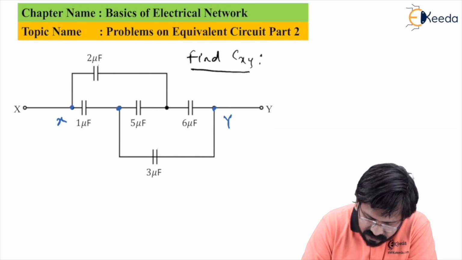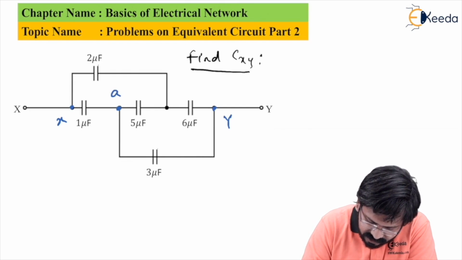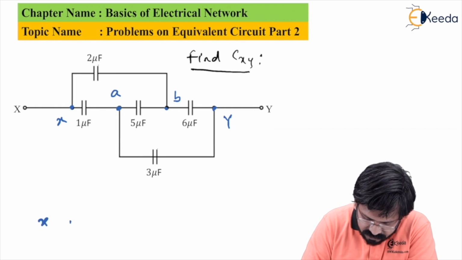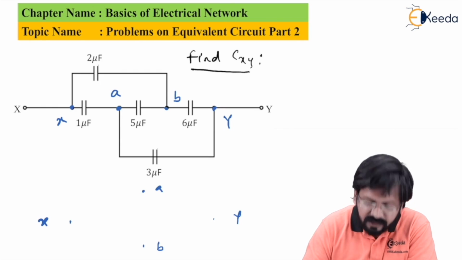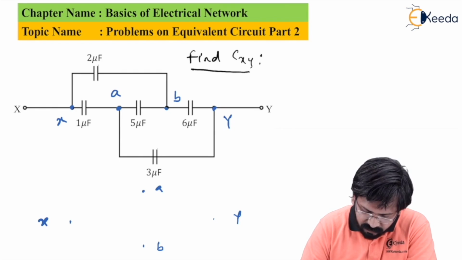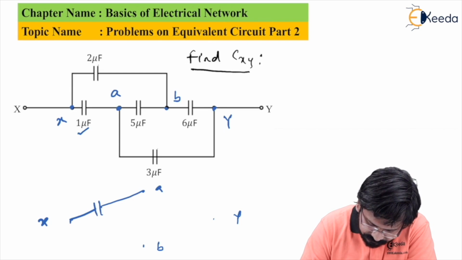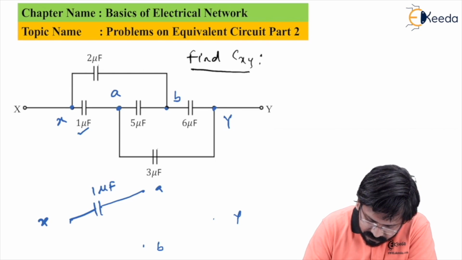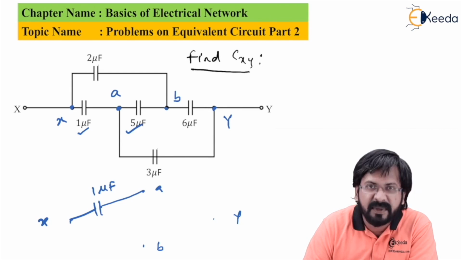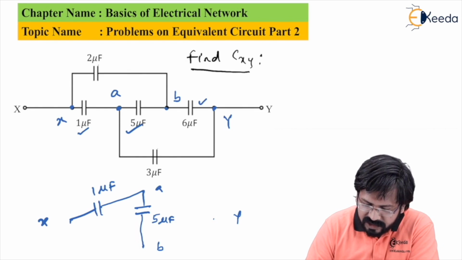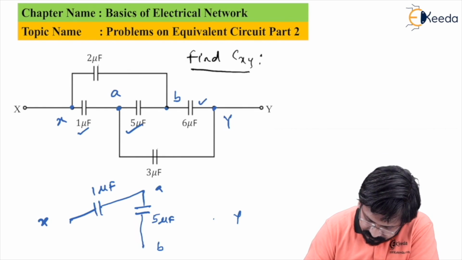This cannot be X, neither is it Y. Let us assume this is A and this is B. So this is X, this is Y, and there are two intermediate points, which are A and B. Let us draw an equivalent circuit. 1 microfarad connected between X and A. 5 microfarad connected between A and B. 6 microfarad is connected between B and Y.